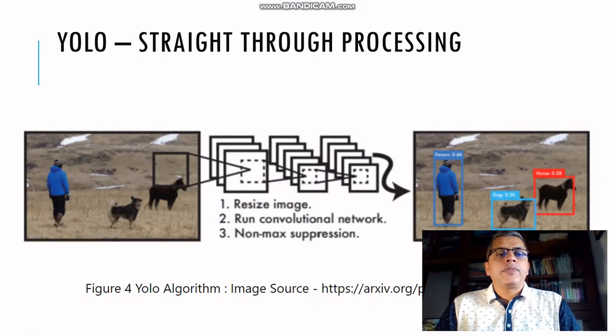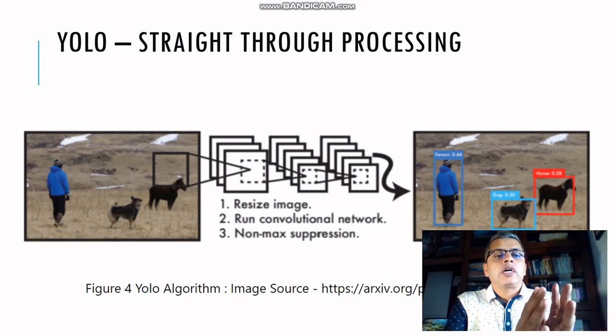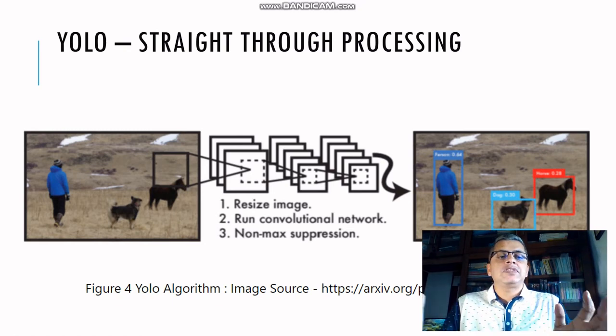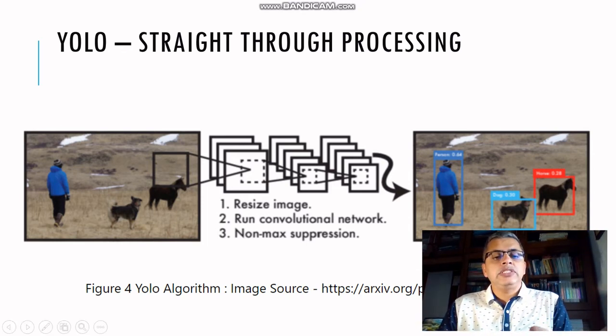So YOLO, like the FASTER-RCNN, is also a straight through processing. That is, it has just one convolutional neural network where all these processes go through, and it's much simpler than the RCNN model. It takes an input image and extracts the features through a CNN along with the bounding boxes as a regression problem. So all these things are finally predicted in YOLO. You have a bounding box for an object along with its confidence score in YOLO.